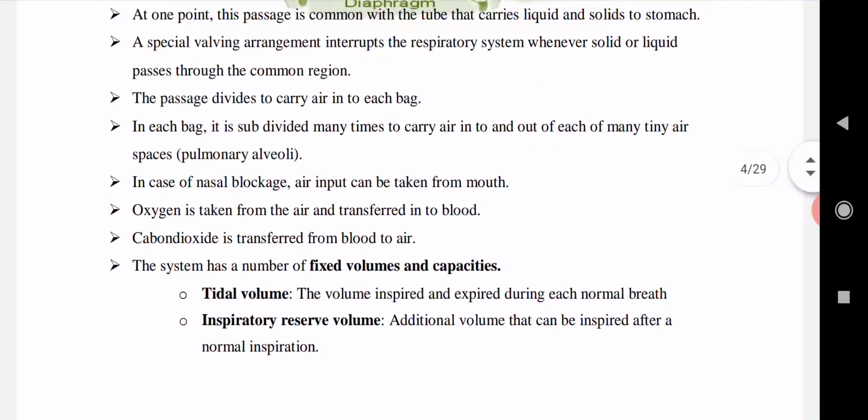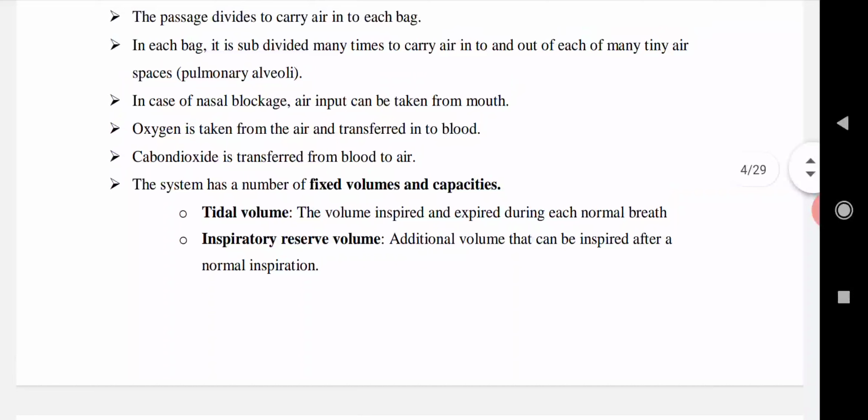And the system has a number of fixed volumes and capacities. Then another term is tidal volume. It is the volume of air that is inspired and expired during each normal breath. That is, the amount of air that we inspire and expire in each normal breath.